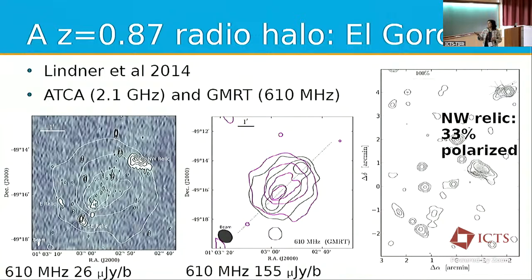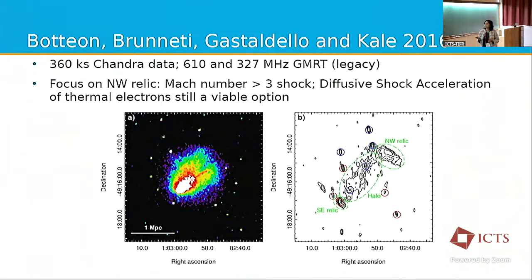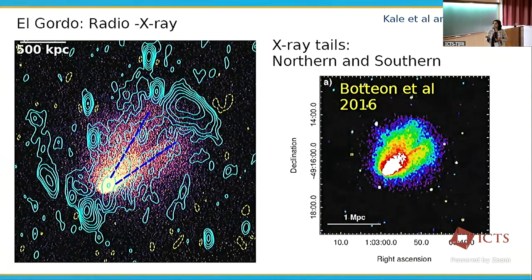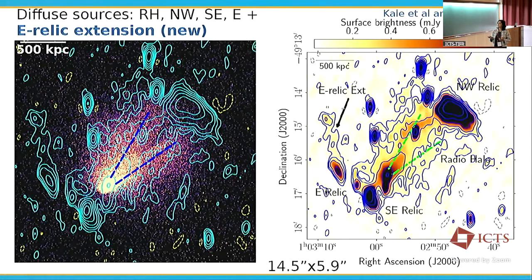This was the legacy GMRT. They also detected polarization from the northwest relics. We also did an X-ray study back in 2016 where the radio relic was studied in more detail, where we found that we could even explain it using diffusive shock acceleration operating on thermal electrons. We carried out uGMRT observations, thanks to the MGCLS. There are also very deep MeerKAT observations available.